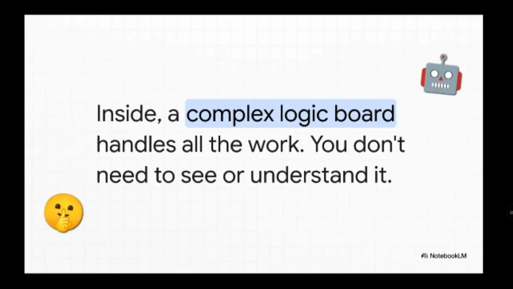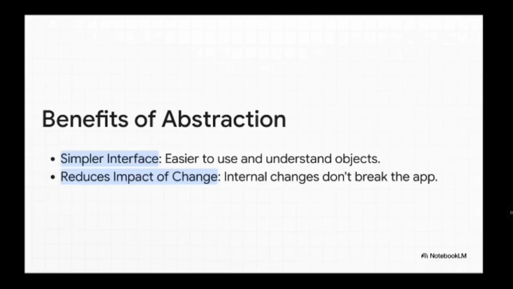That's abstraction. We hide the internal complexity and only show the essential controls. And this gives us 2 massive advantages. First, it just makes our code objects way easier to use. Simpler interfaces are always better. But second, and this is a huge one, it reduces the impact of change.